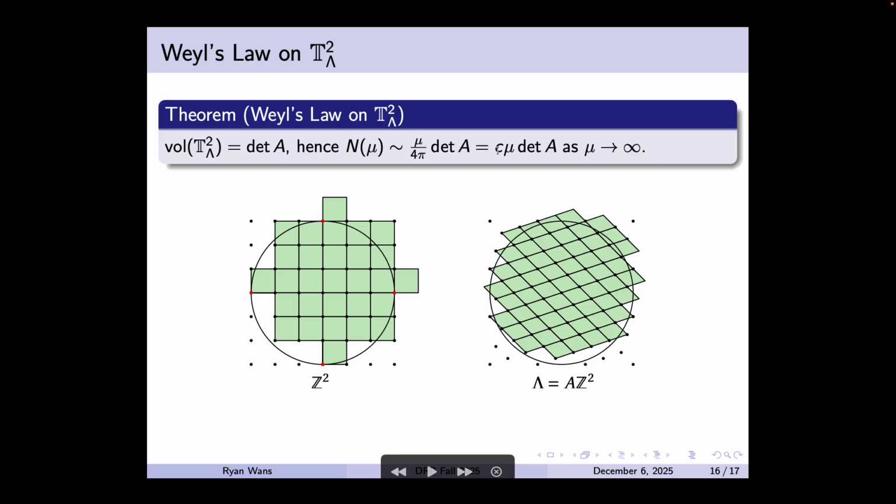So again, just to rehash this, the significance is that given just the spectrum of the Laplacian on your manifold, you can discern the volume of the manifold, or in this case, the volume of the distorted manifold, and hence the determinant of A, which created the distorted manifold, just from the spectrum.